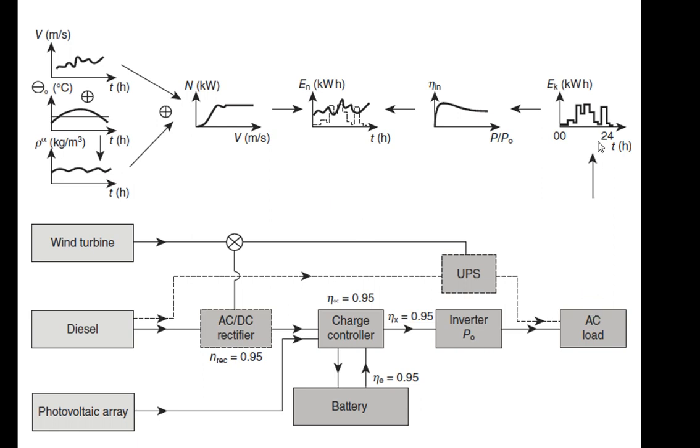Talking about the AC load, this is the wind regime, and we have the load curve for the AC load. From that we get the efficiency, that is incoming power divided by the total power. That's what we are expecting. So from that we can have the curve of the energy.